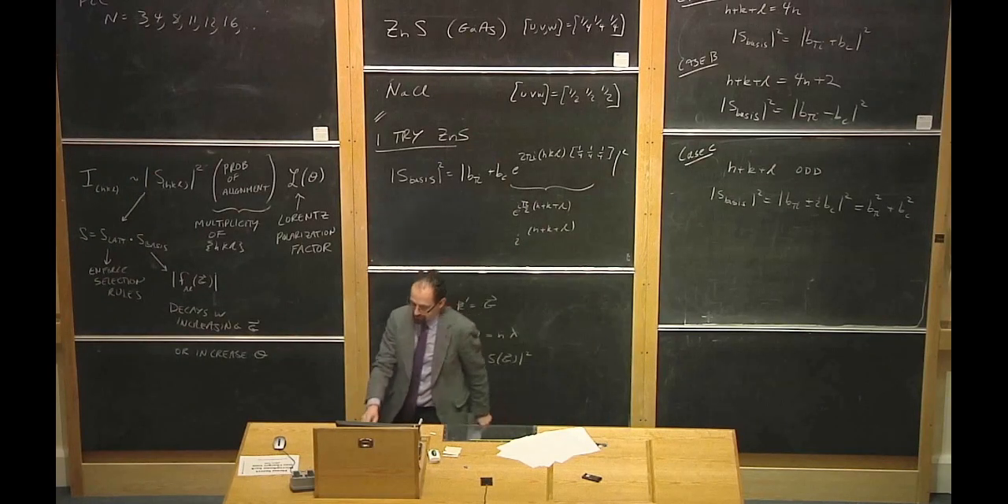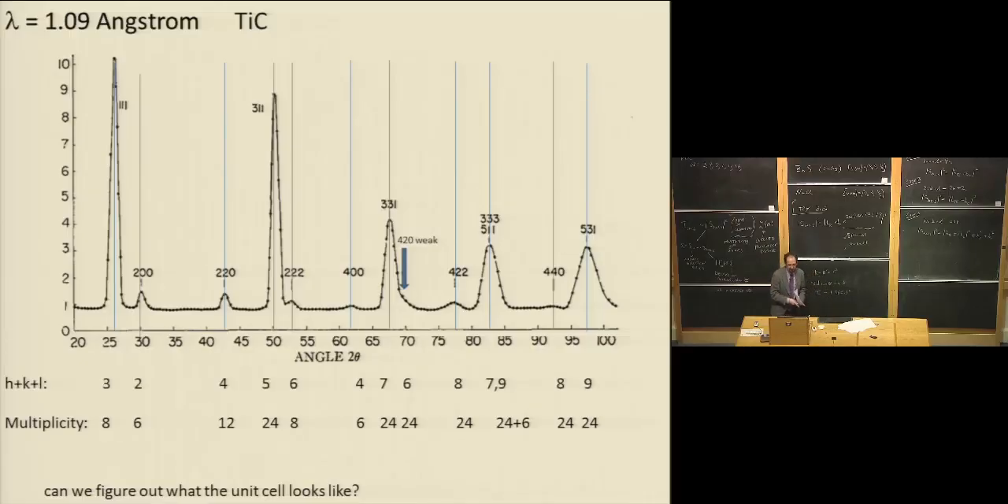Now let's look at this data, and you'll see H plus K plus L. And you'll notice that the highest peaks always have odd H plus K plus L. Systematically, always. So 111 is high, 311 is high, 331 is high, 333 is high. All the other ones are small, are even. So this does not agree with the data.